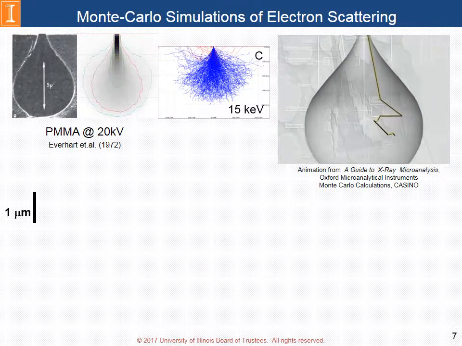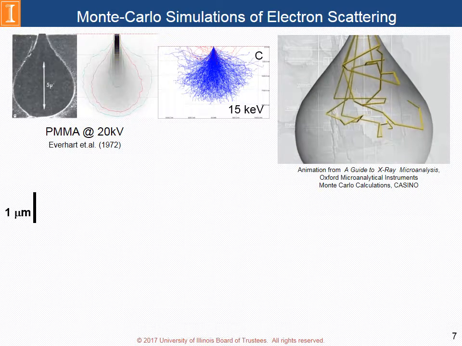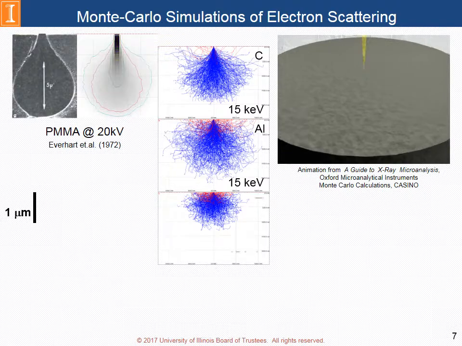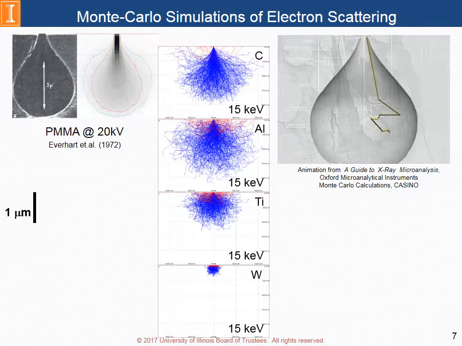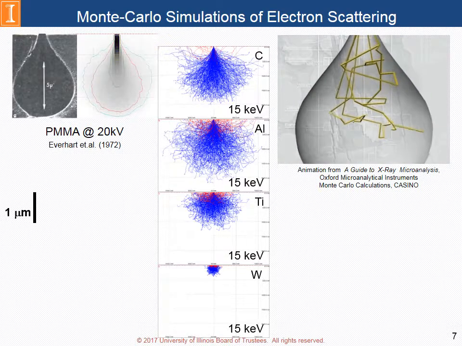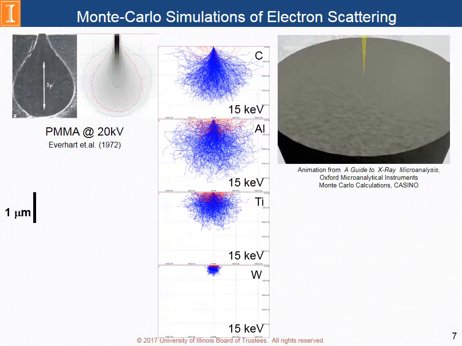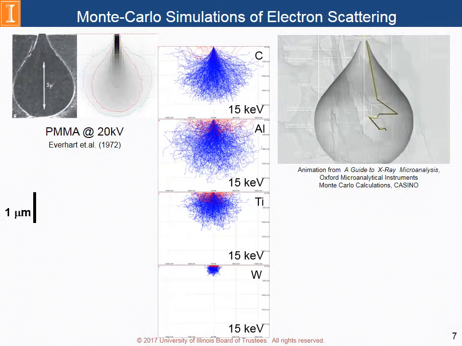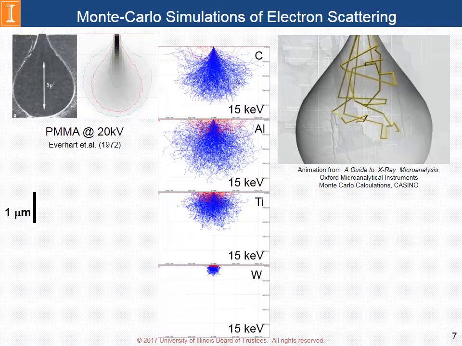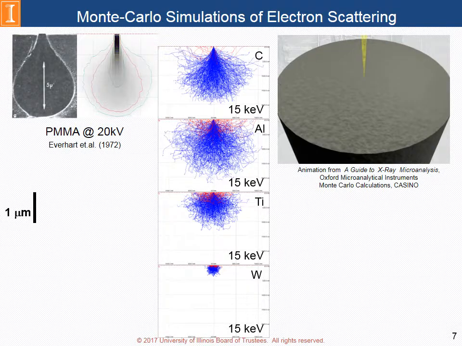Spatial resolution is limited by effective generation volume, which is the reason sometimes we need to do Monte-Carlo simulation. It simulates the electron trajectory in solids. Therefore, we are able to get information on the interaction volume and the effective generation volume. This is a Monte-Carlo simulation of 15 keV electron trajectory inside 4 different materials, from light element carbon to heavy element tungsten. We can see that the interaction volume decreases quickly as atomic number increases.